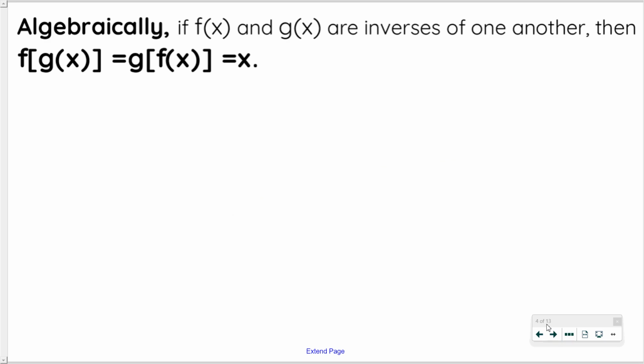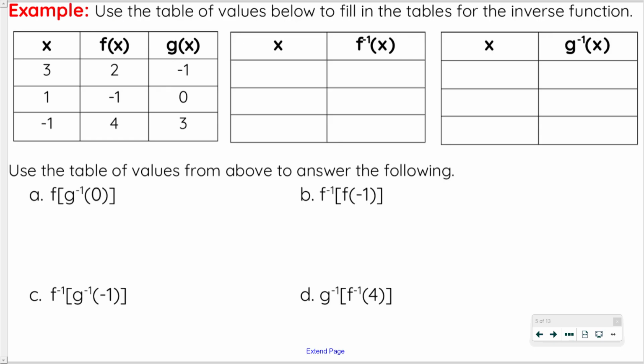Algebraically, we look at composite functions. If I do the composite f of g of x, and that's the same as the composite g of f of x, and both of those composites equal x exactly, when that happens, f and g are considered to be inverses of one another. So let's just practice this.